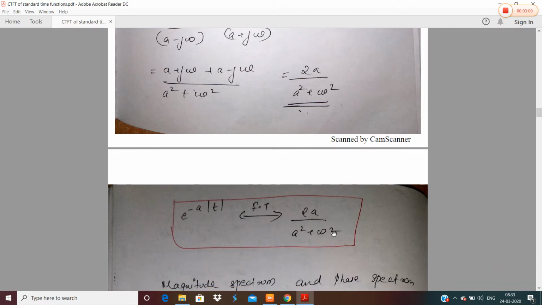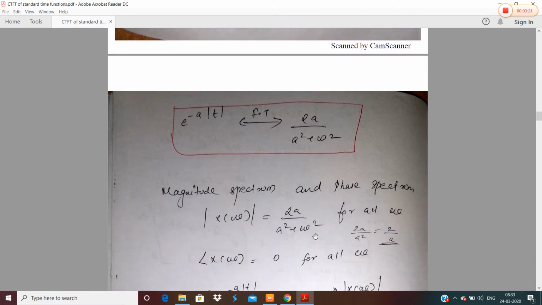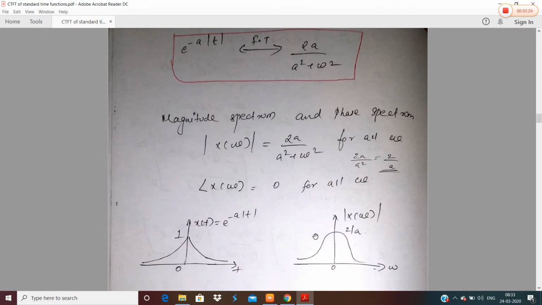Hence, we can summarize that e raised to minus a modulus of t has the CTFT of the form 2a by a square plus omega square. This is again another general form of CTFT. And again we are plotting the magnitude and phase spectrum. Here also the magnitude spectrum is computed using the formula root of a square plus b square, where a is the real part and b is the imaginary part. Here we don't have the imaginary part, we have only the real part. So mod x of omega will give you the value 2a by a square plus omega square for all omega.